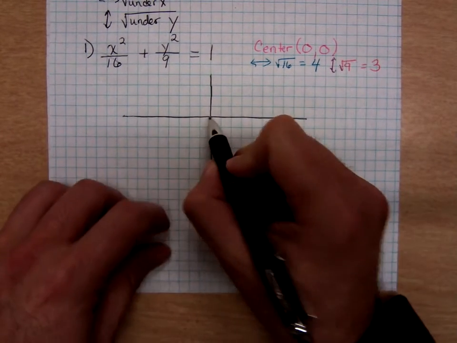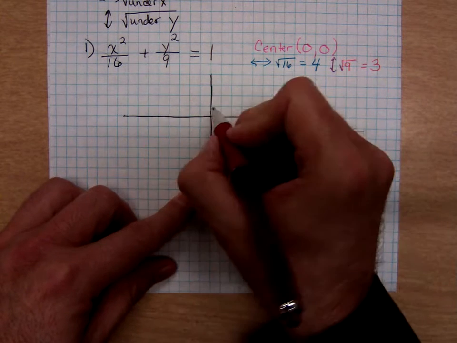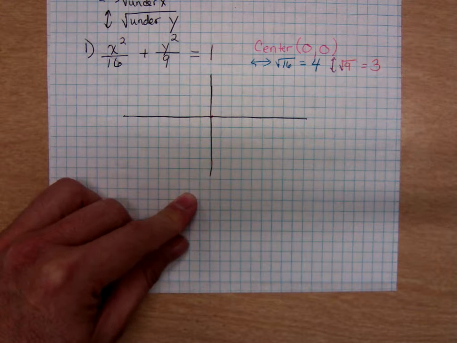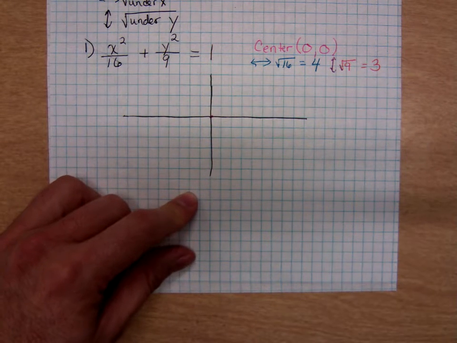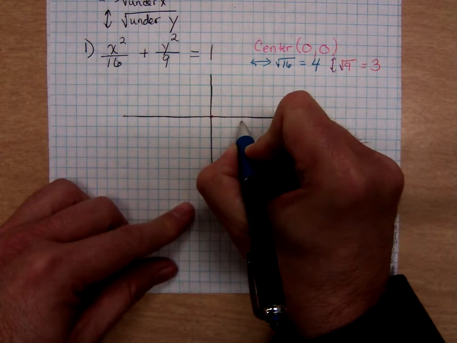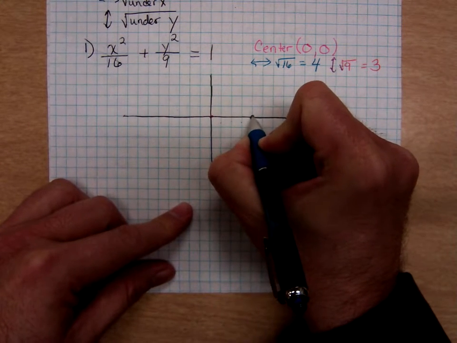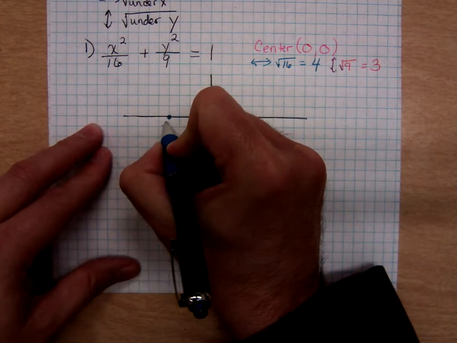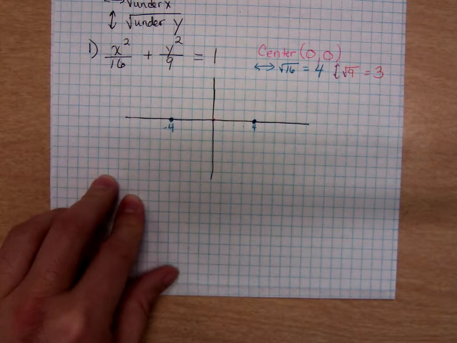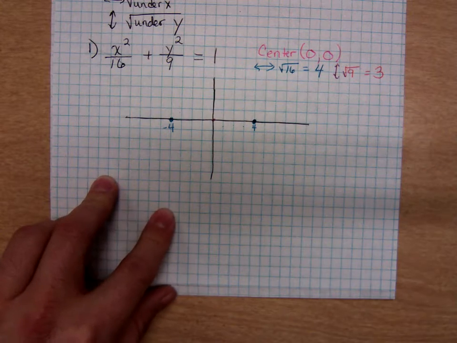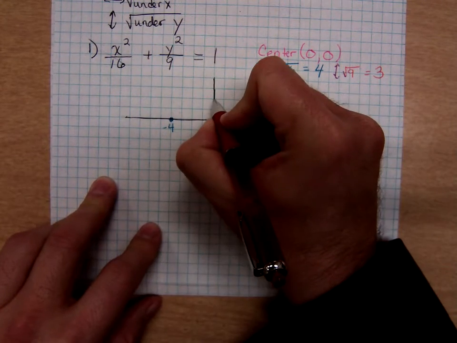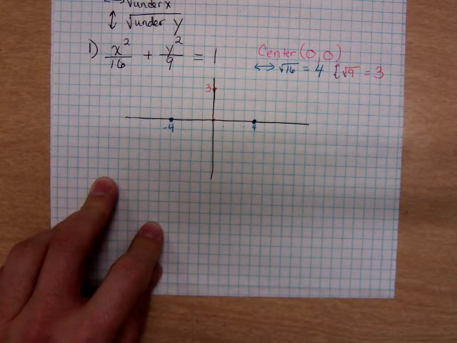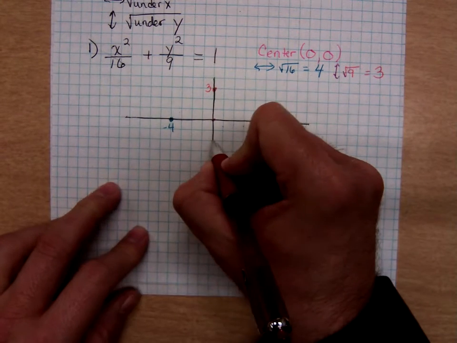You plot the center, well, that's 0, 0. Then move left and right the square root of the number under x. So I'm moving left and right 4. 1, 2, 3, 4. 1, 2, 3, 4. Up and down square root of the number under y, so up and down 3. 1, 2, 3. From the center. When I say up and down, I mean up and down from the center. 1, 2, 3.